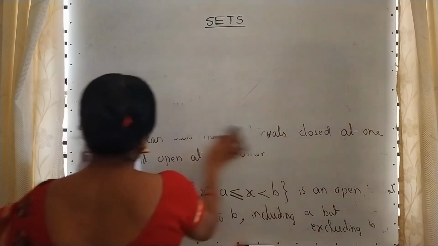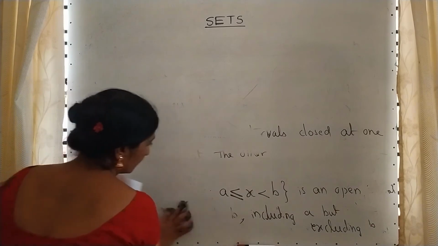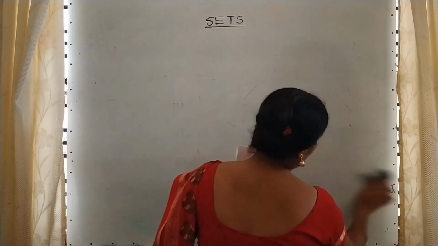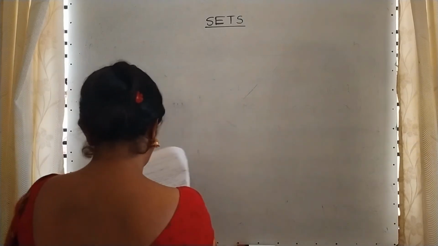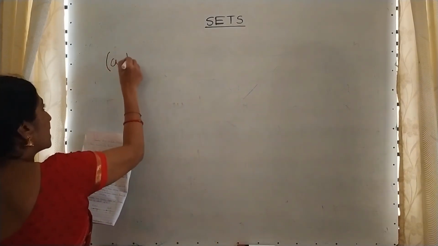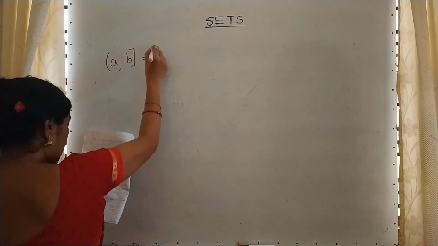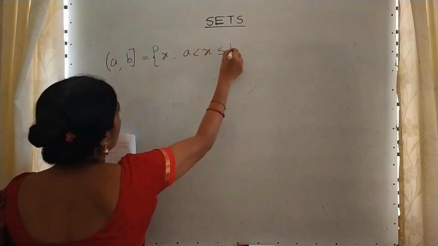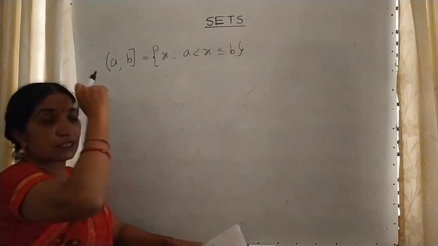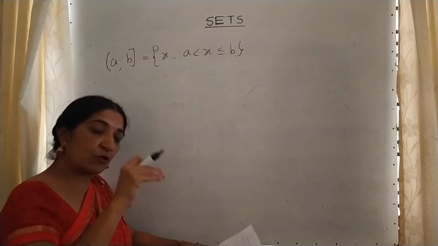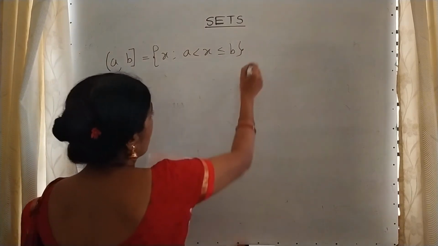If you make the notes and read once, twice, thrice, at that time you are familiar. Now it is left side open, right side closed. So yes, tell me how you are telling. It contains B but not A. It includes B but excludes A.